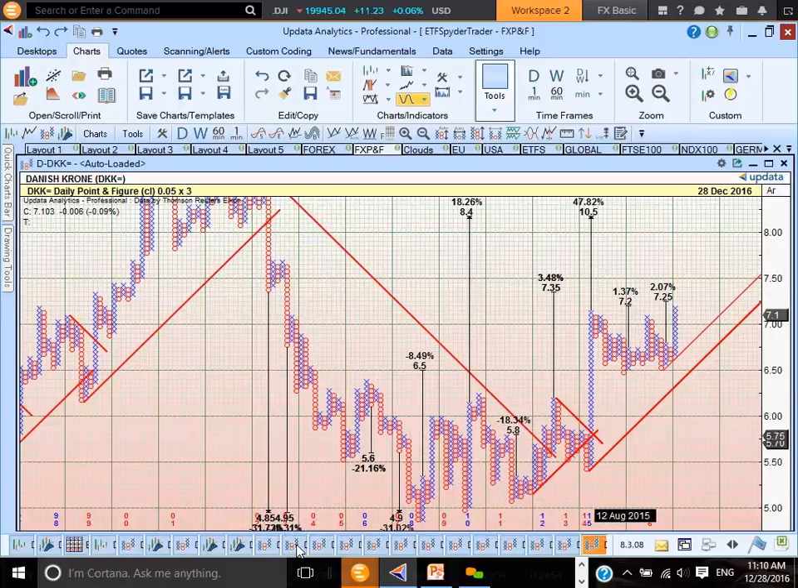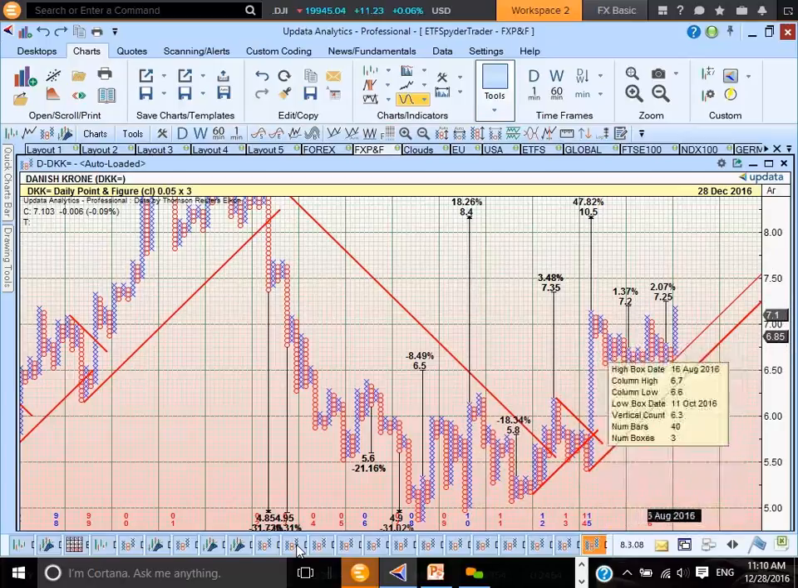But from a point and figure chart perspective, we can see the trend is up. We've just broken out of this kind of consolidation, congestion range. So 7.25 is the next target to look out for from a point and figure chart perspective.